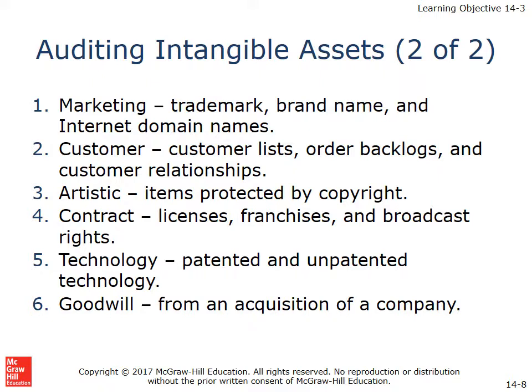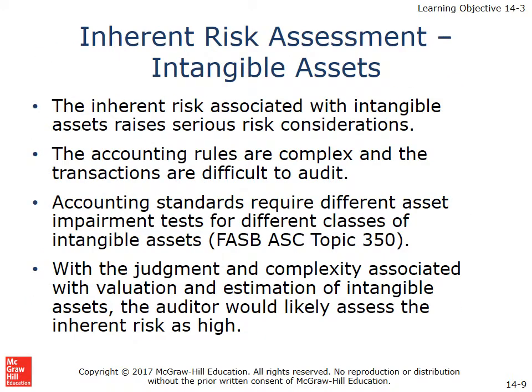And then goodwill is an intangible when a company pays more for a company than its fair market value. So these are reviewed on pages 484 to 485. A company may have one or more of these. Before we go into inherent risk, I'll point out that intangibles may need to be tested for impairment annually, depending on the type. And if there is an impairment loss, it must be recorded.